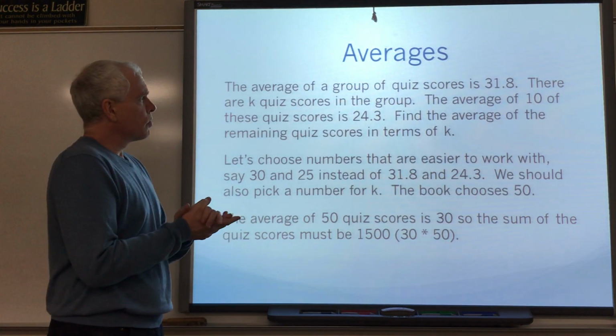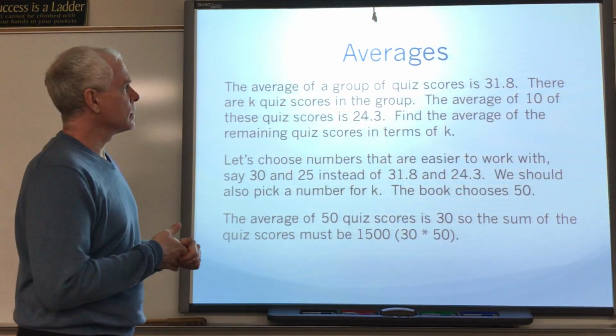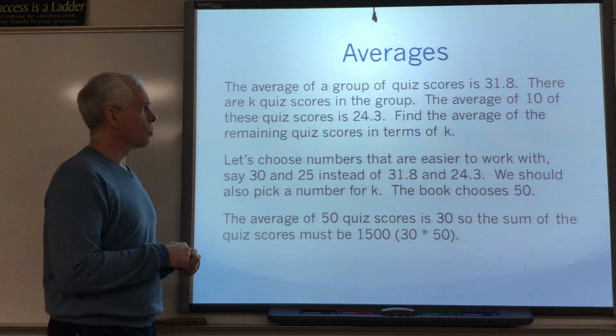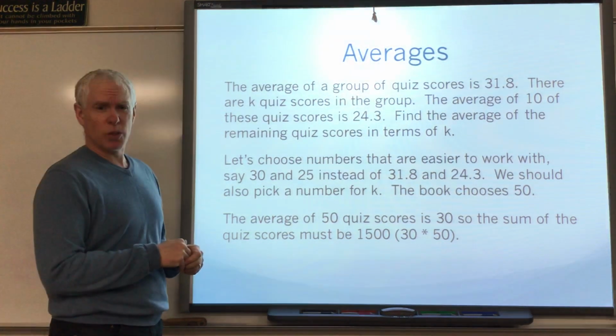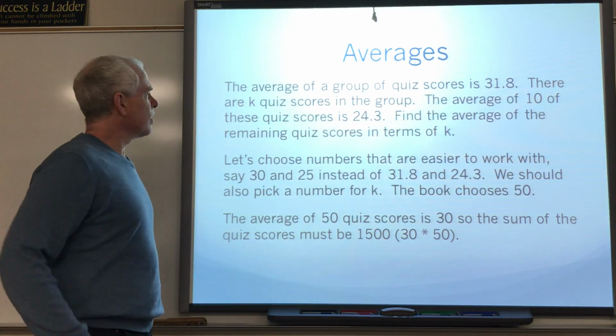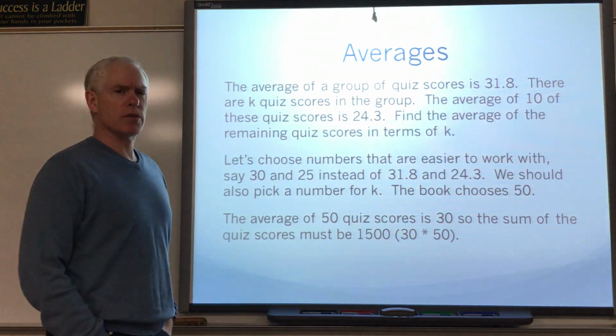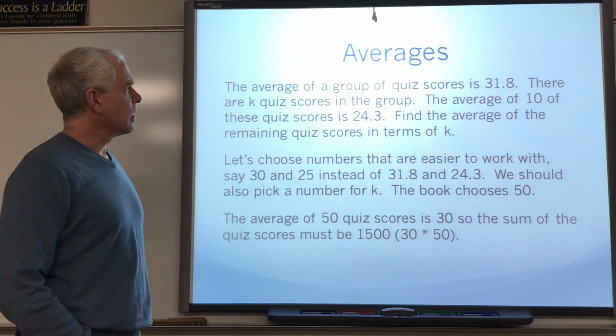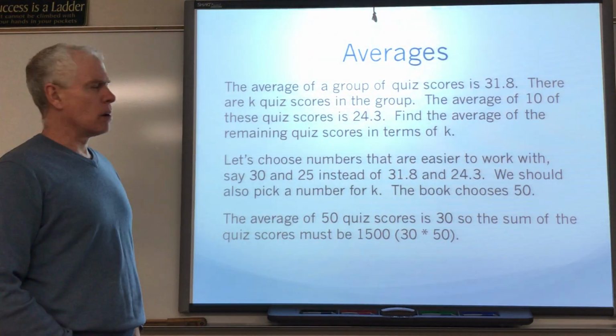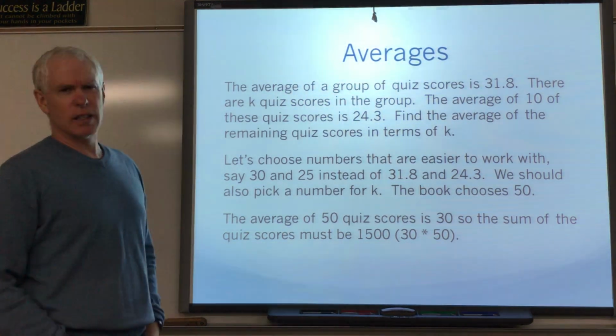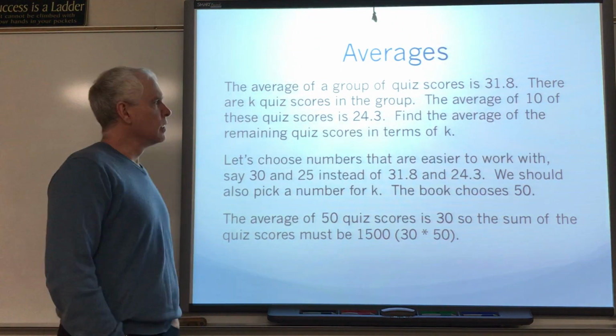The average of a group of quiz scores is 31.8. There are K quiz scores in the group. The average of 10 of these scores is 24.3. Find the average of the remaining quiz scores in terms of K. Okay, a couple of things that are a problem here. The biggest one is that the numbers are really weird, okay?